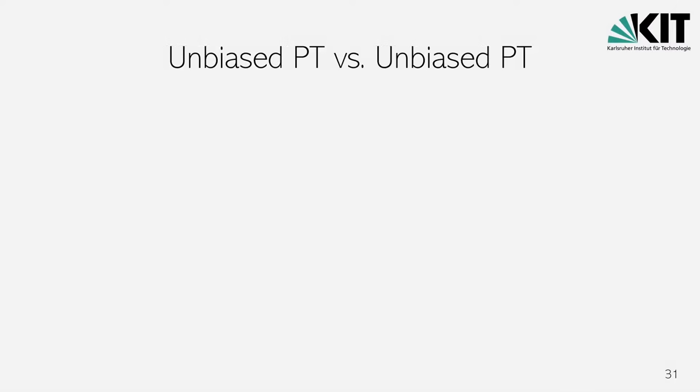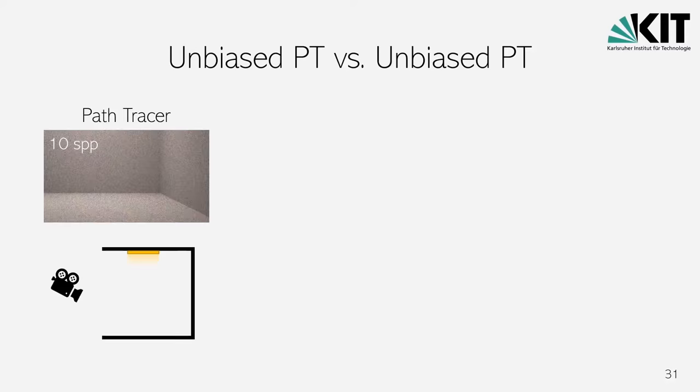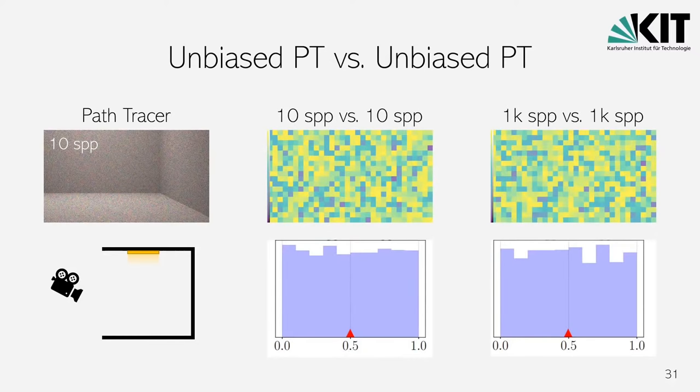I'd like to start with an example for what you can expect if you apply the test to two unbiased renderers. In this example, the camera looks at the corner of an empty gray Cornell box, and we tested an unbiased path tracer against itself with different random numbers, once with 10 samples per pixel from both instances, and once with 1,000 samples per pixel each.